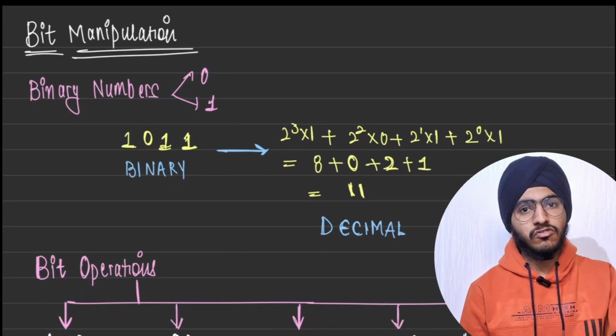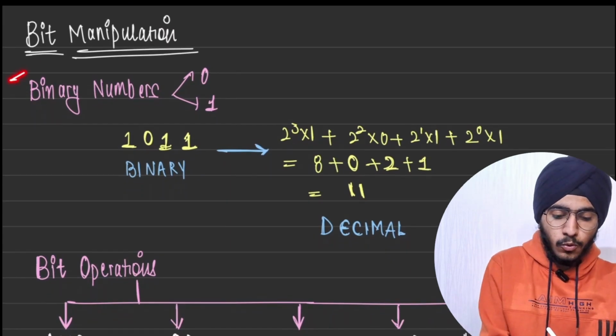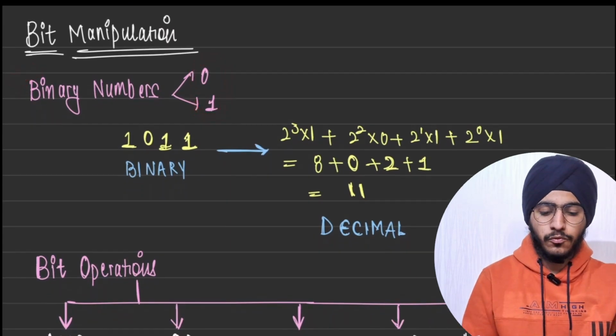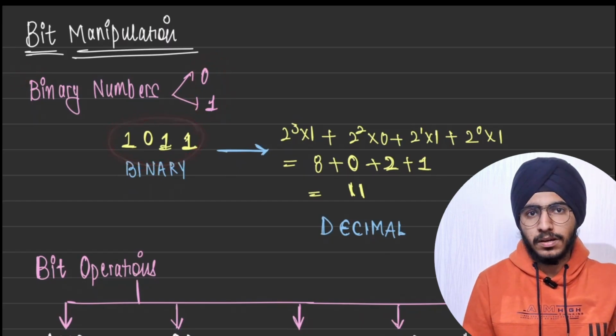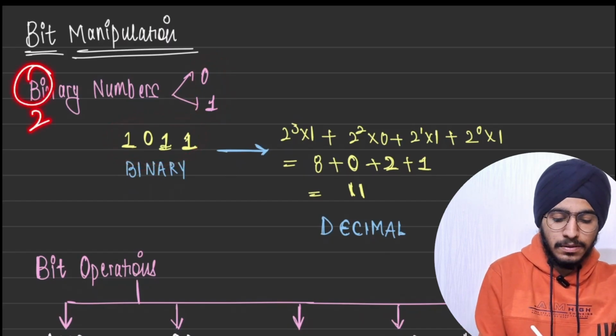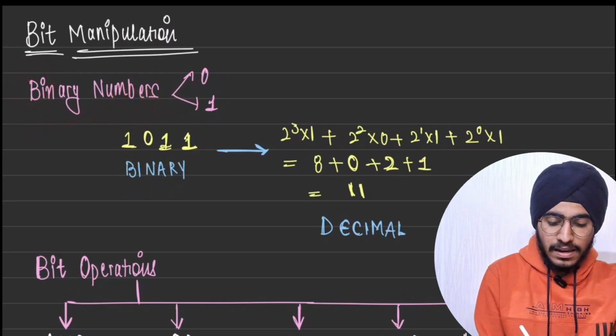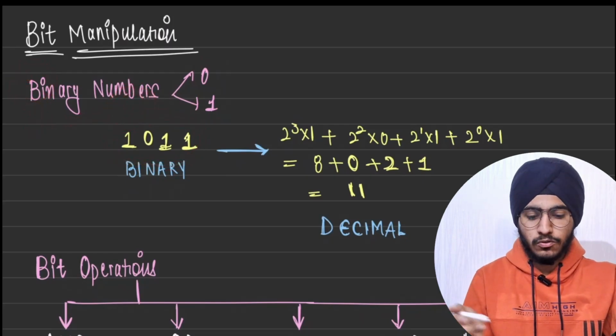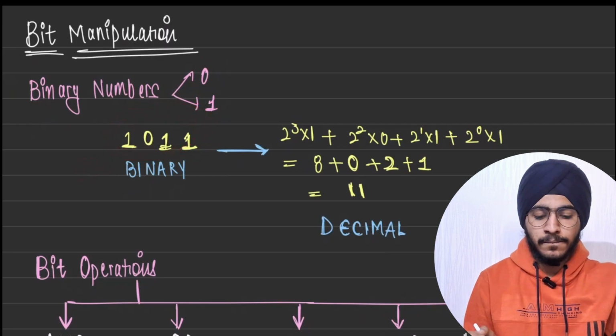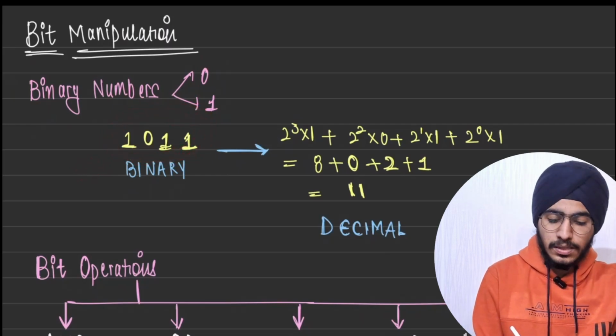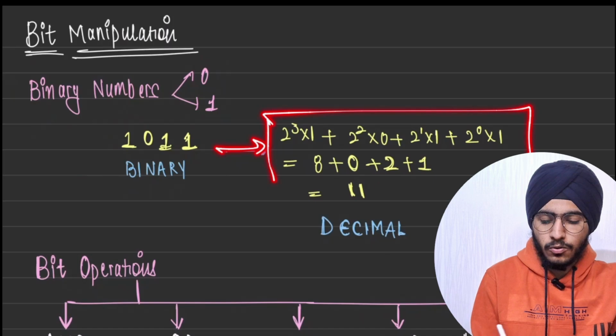Bit manipulation generally involves binary numbers, which have 2 digits, either 0 or 1. For example, 1011 is a binary number. Why? Bi means 2, that means 0 and 1. They are 2 digits, and a binary number is represented using only 0 and 1. So 1011 is a binary number, right? If we want to convert the binary number to a decimal number, we will do it like this.